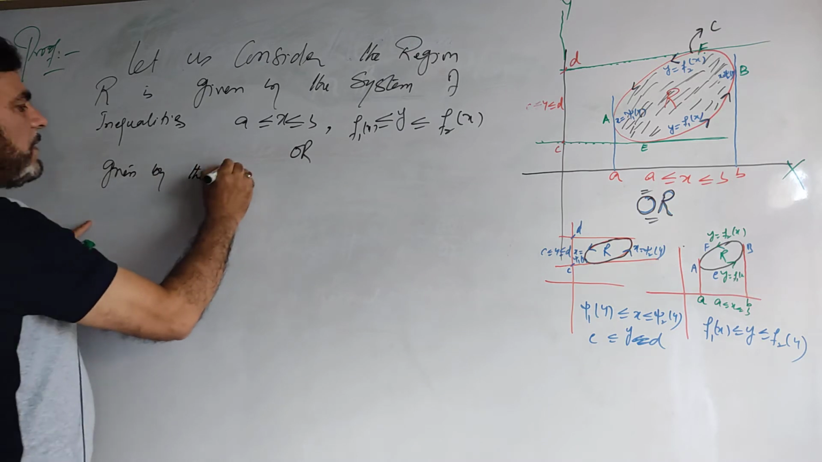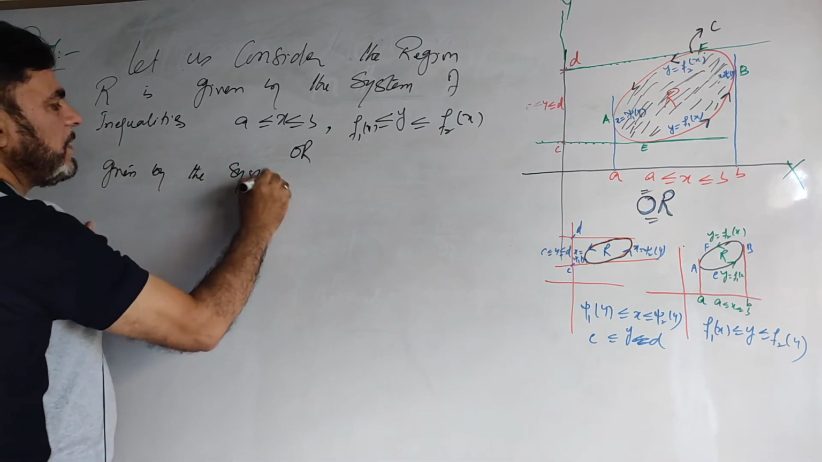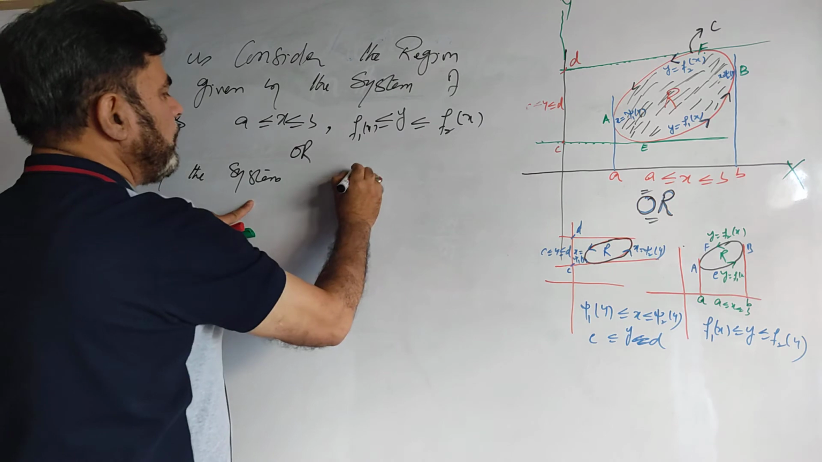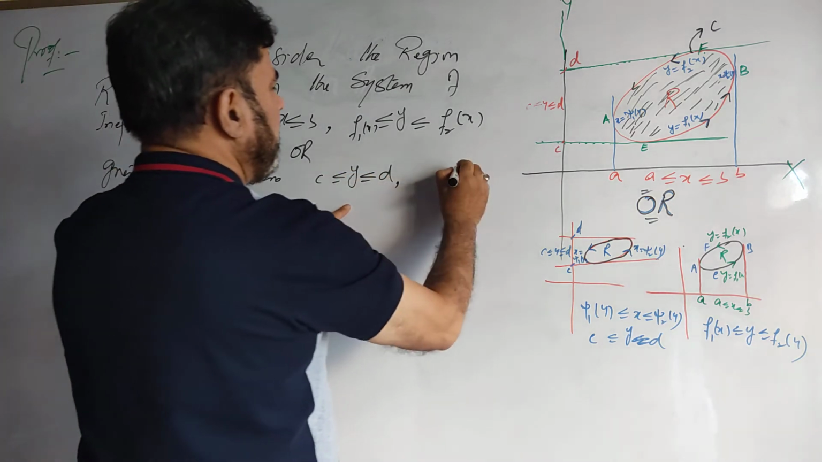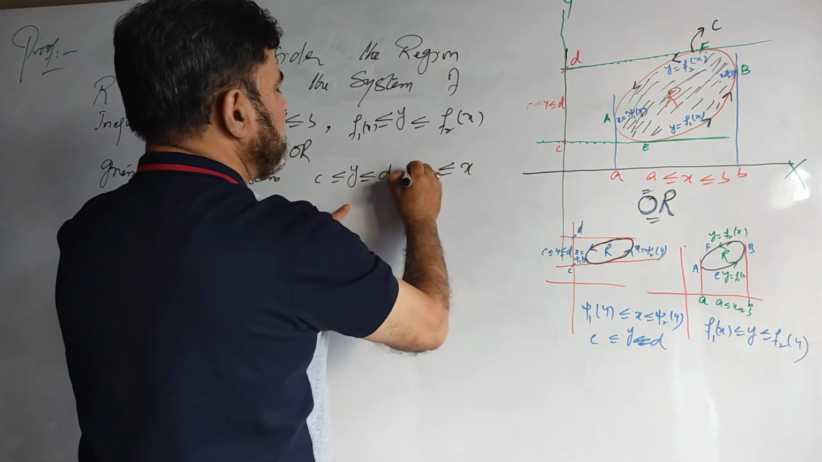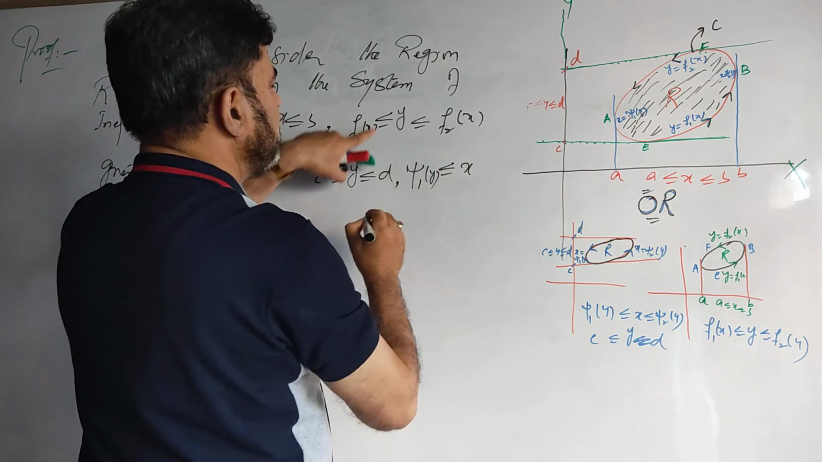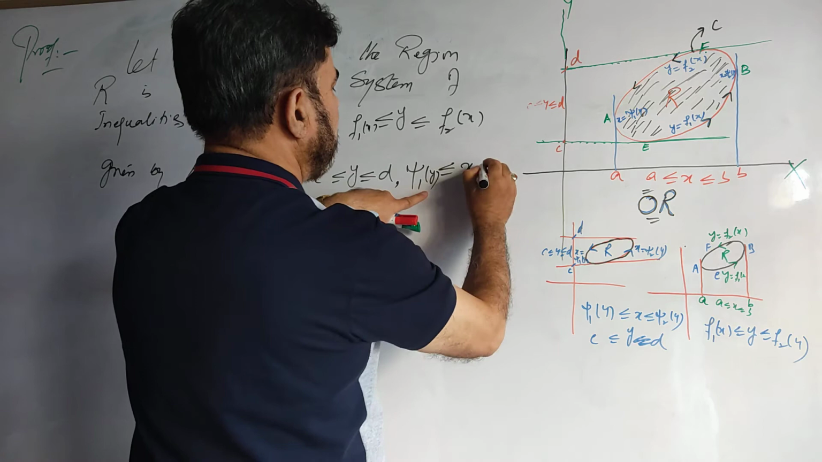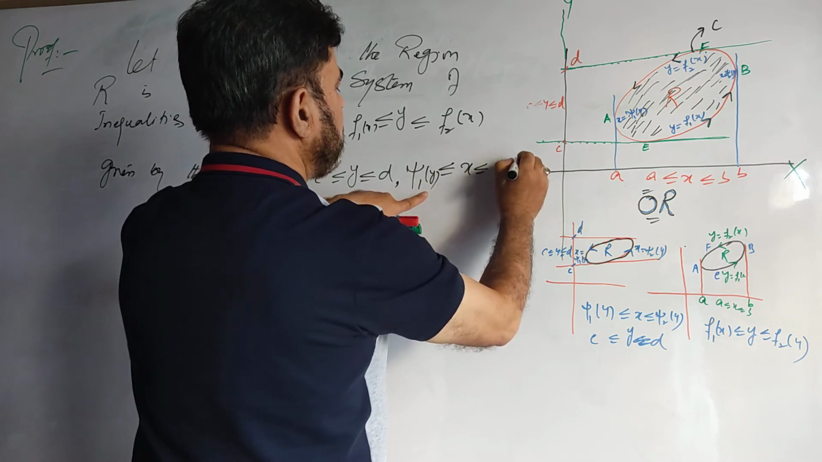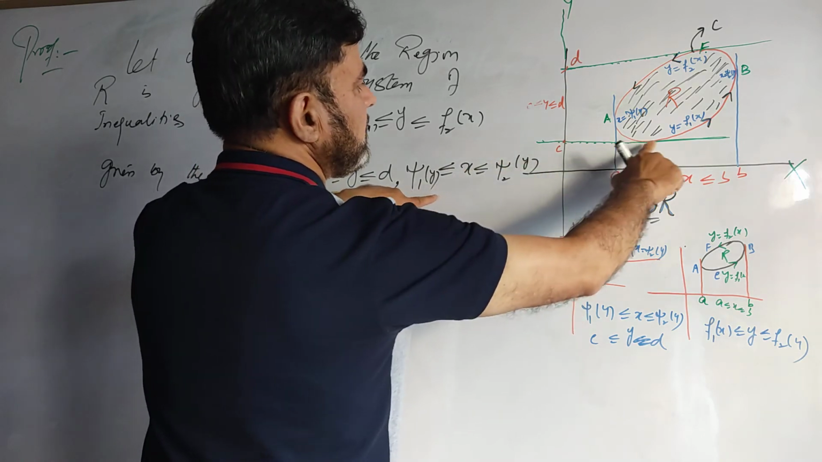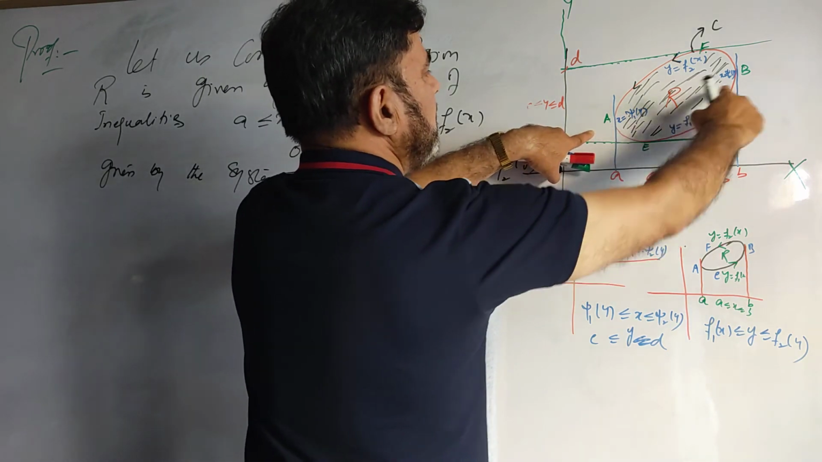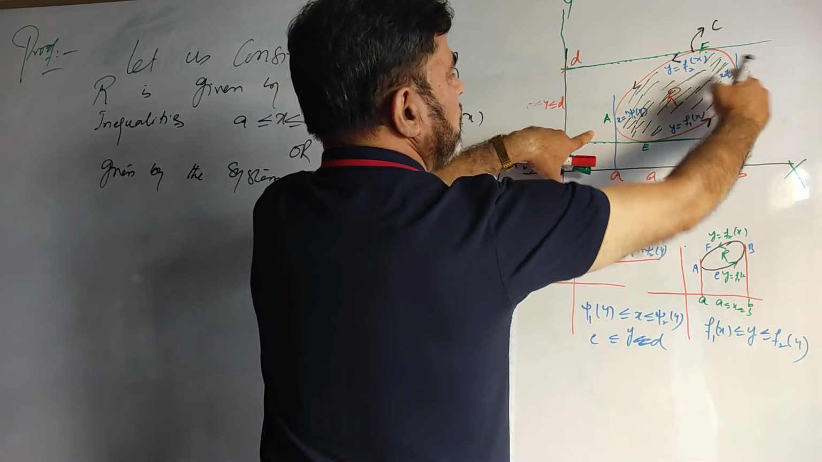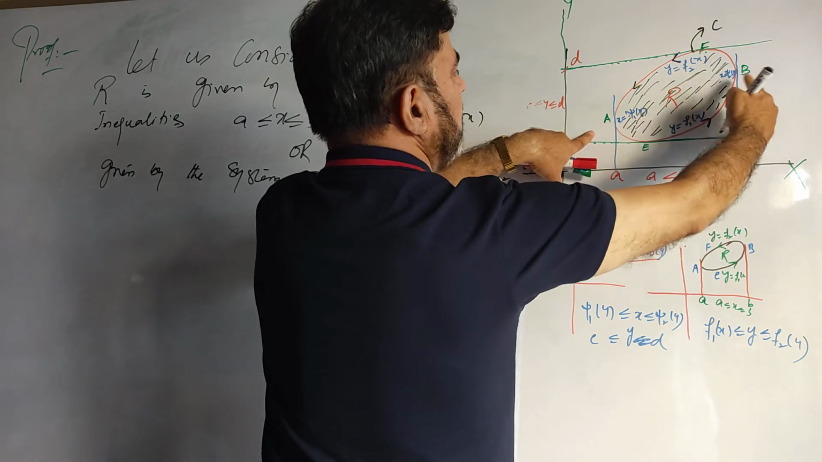or it is given by the system Y greater or equal to C, less or equal to D, X greater or equal to psi 1(y), less or equal to psi 2(y). It is this psi 1, this is X psi 1(y), X psi 2 is here, psi 2(y), greater than psi 2 means this part, less than.